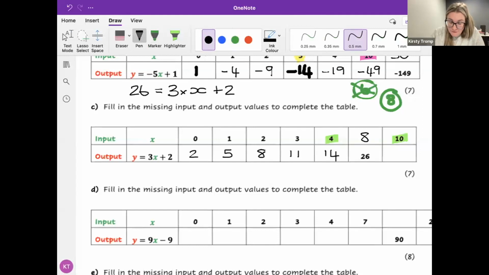And my final one, I've got 10. So I've got 3 times 10 is 30, and 30 plus 2 gives me 32.